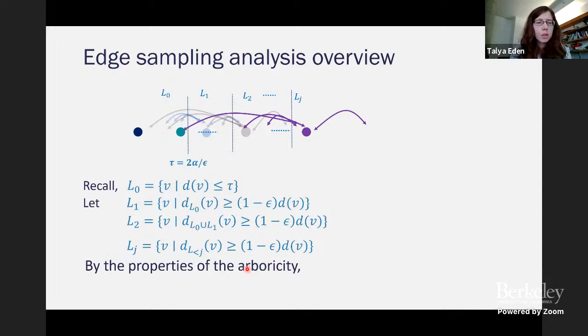So by the properties of the arboricity, we can show that at some point this process will end. And actually there are at most log n layers to any graph which has arboricity at most alpha. By the setting of tau in L0 to be 2 alpha over epsilon, it is ensured that we can cover all the vertices in the graph in log n layers. And this is where the log n in the algorithm comes from.